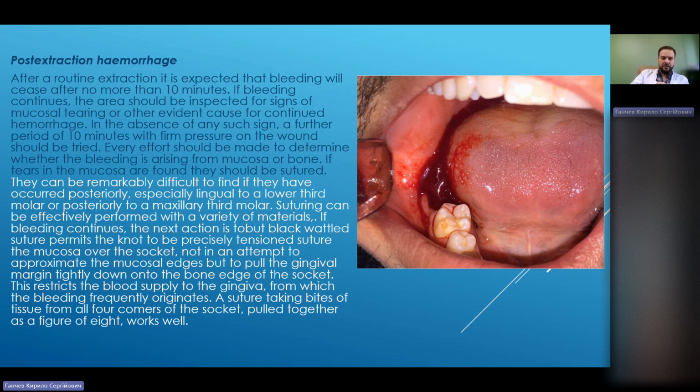If tears in mucosa are found, they should be sutured. They can be remarkably difficult to find if they have occurred posteriorly, especially lingual to the lower third molar or posterior to the maxillary third molar. Next, things about suturing and hemorrhage. Of course, if you have bleeding, you need to do suturing. Of course, it's absolutely understandable.